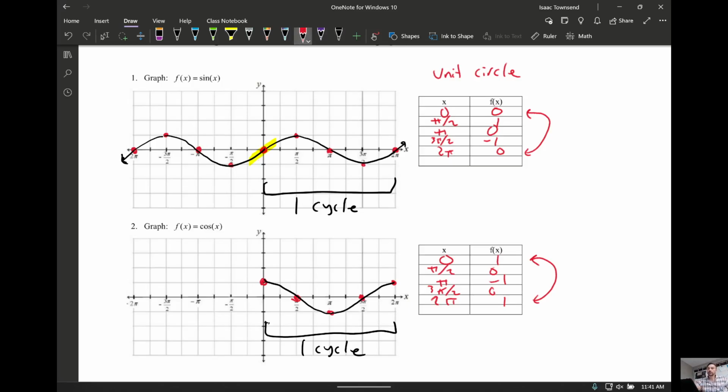It continues on forever to the left and forever to the right. So on the right, I could put a little arrow to show that it keeps going. But on the left, I really kind of need to copy and paste this graph over here.